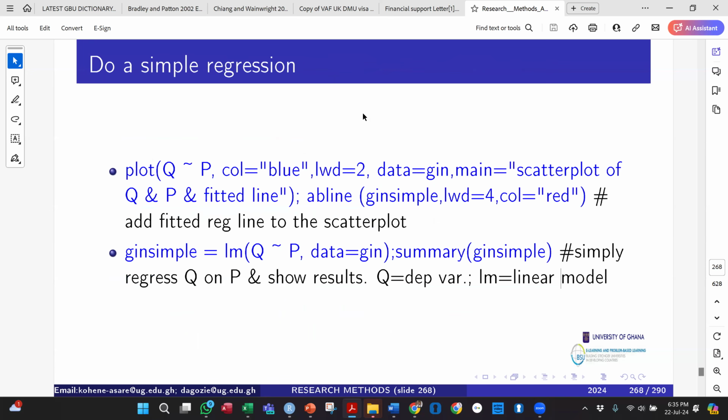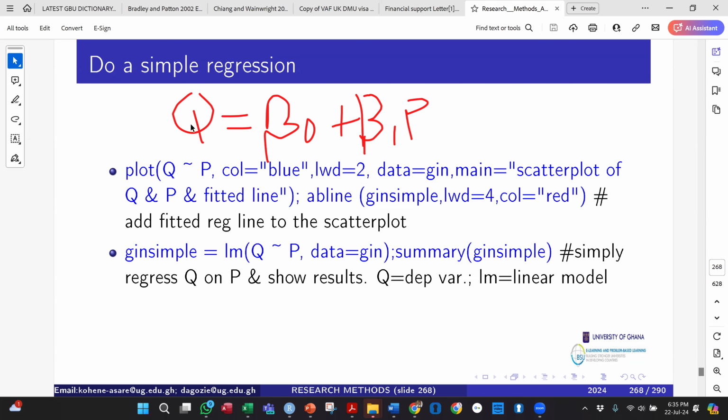We want to do regression. One of the first things you can do is plot a simple regression. In this case, we want to look at the simple regression between Q, quantity demanded, and price, where we call the coefficient of price beta 1. So we want to run this model. And we have the column for quantity, we have the column for price.